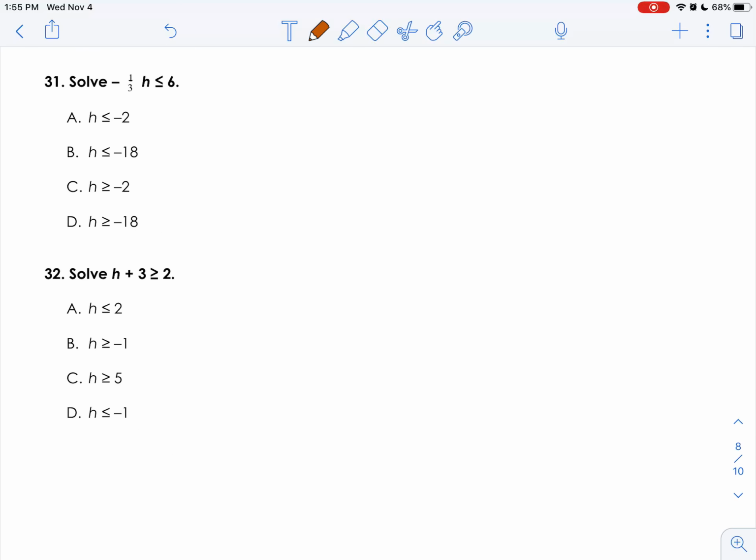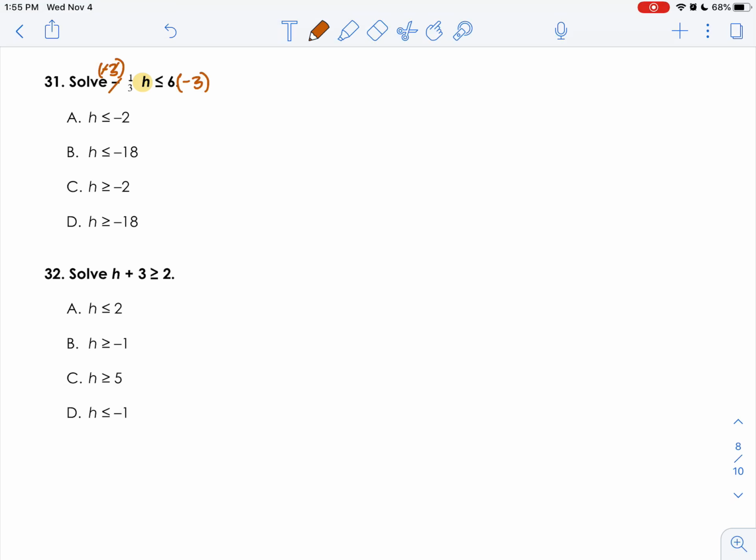Looking at 31, I have negative 1/3 h is less than or equal to 6. When I get the h by itself, I have a fraction being multiplied in front, so I'm going to multiply by its reciprocal. The reciprocal of 1/3 would be 3 over 1, or just 3. And I also want to multiply by negative 3 to get rid of that negative. What I do on one side, I must do to the other.